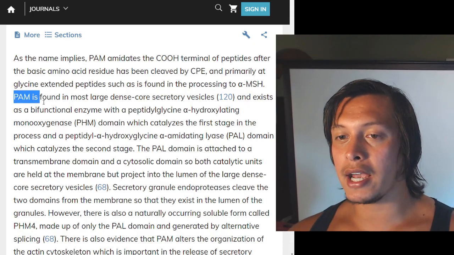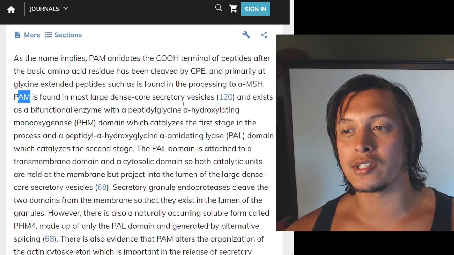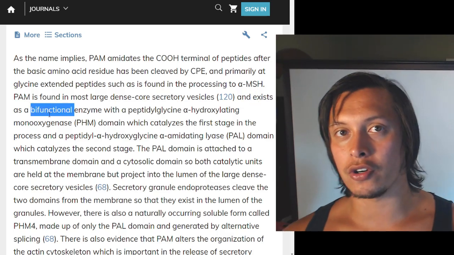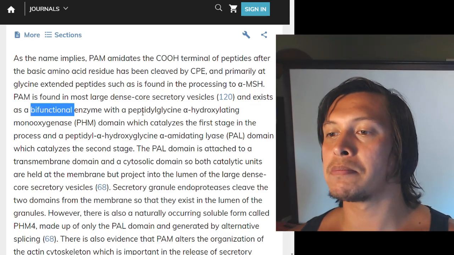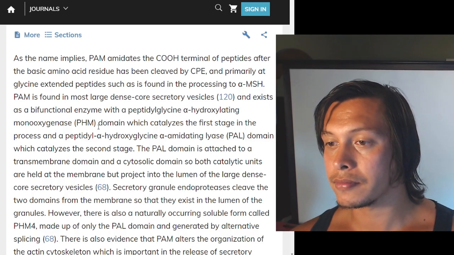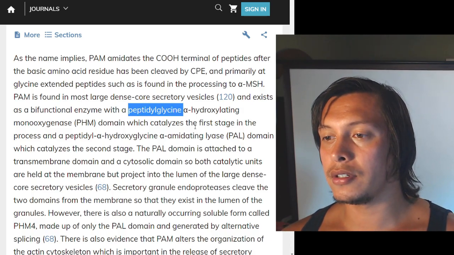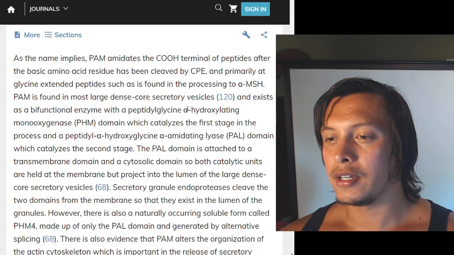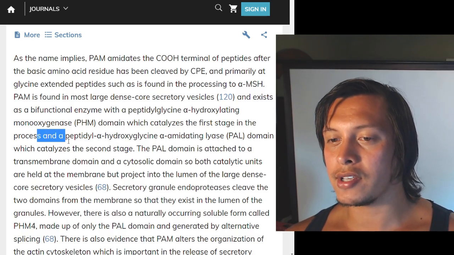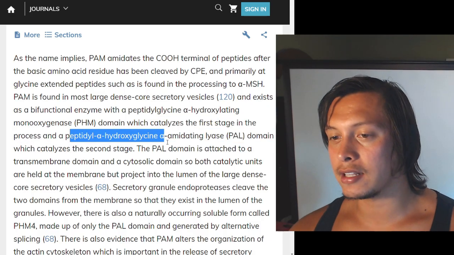And these PAM enzymes are found in most large, dense core secretory vesicles, and they exist as a bifunctional enzyme with a peptidoglycine alpha hydroxylating monooxygenase domain, which catalyzes the first stage in the process, and a peptidyl alpha hydroxyglycine alpha amidating lyase.